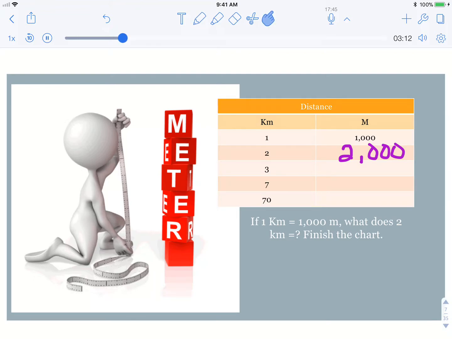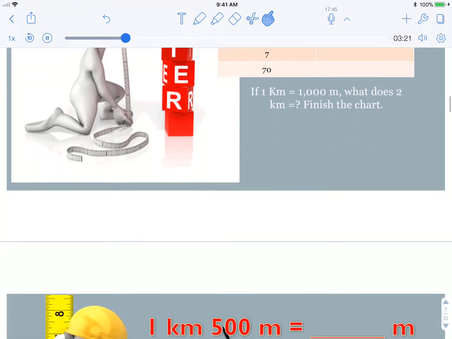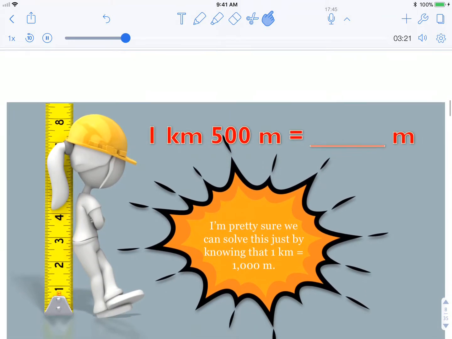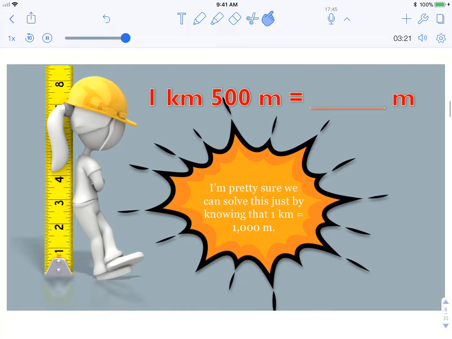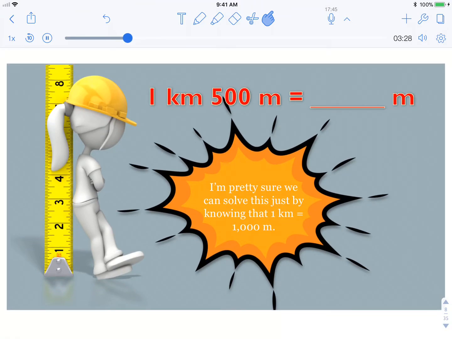Okay, I want you to use this pattern. I want you to finish the chart. So go ahead, pause, and take time to finish this chart. 1 kilometer, 500 meters equals how many meters? I'm pretty sure we can solve this just by knowing that 1 kilometer equals 1,000 meters.